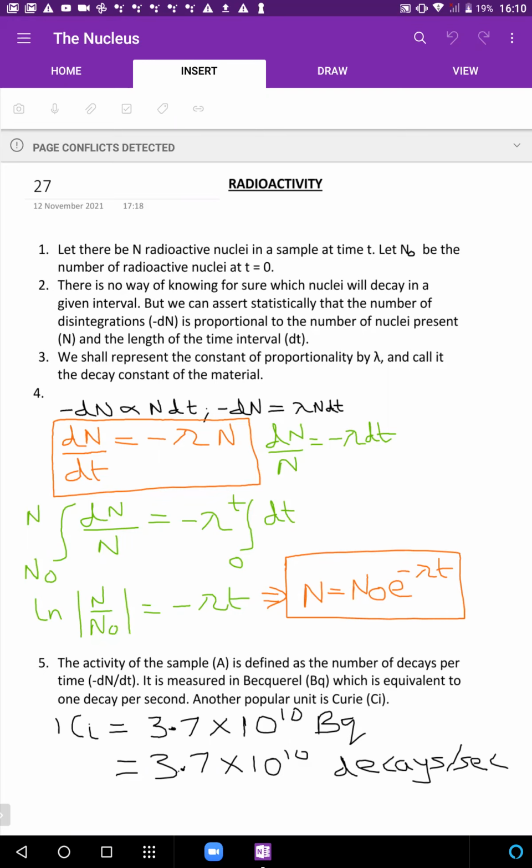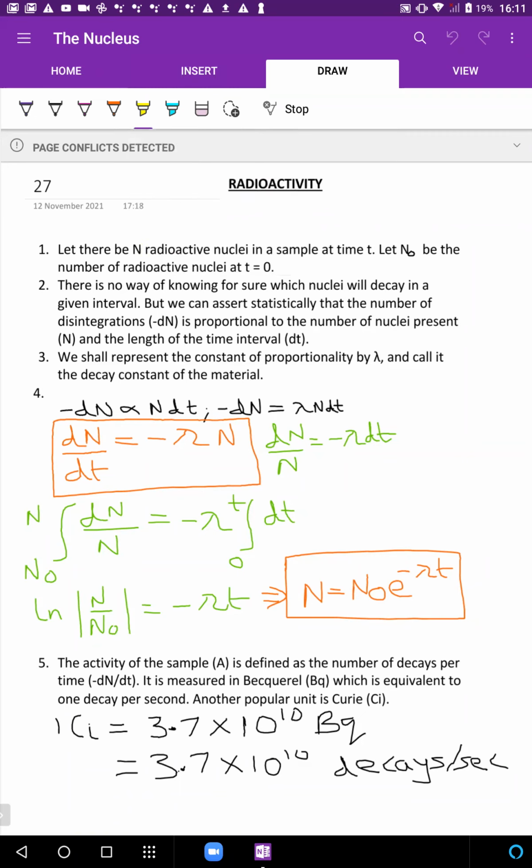Now, let there be N radioactive nuclei in a sample at time t. These are nuclei which are going to decay, maybe an alpha decay, maybe a beta decay, we don't care. Let N be the number of nuclei at a particular time t. N is going to change with time, and let N naught be the initial number of radioactive nuclei at time t equal to 0. So N naught is the initial number. थोड़ा सा zoom in कर लेते हैं.